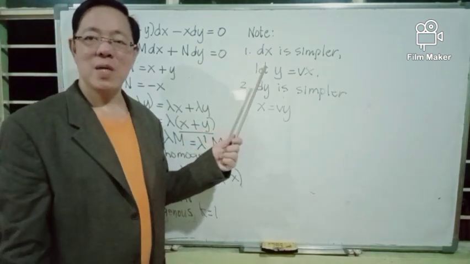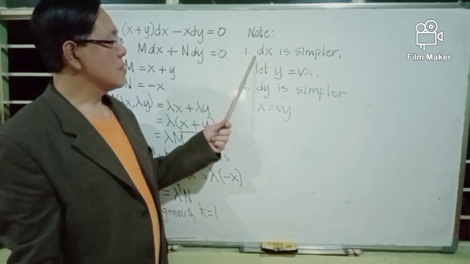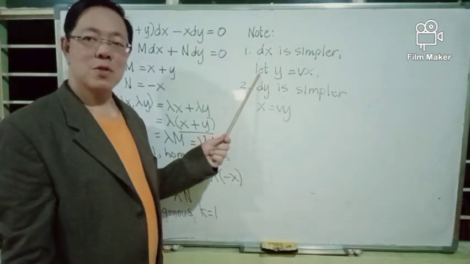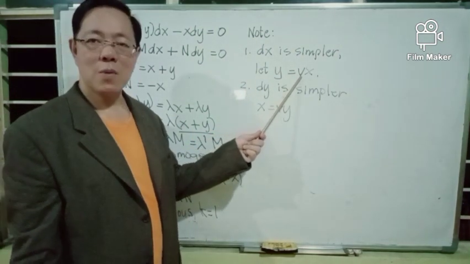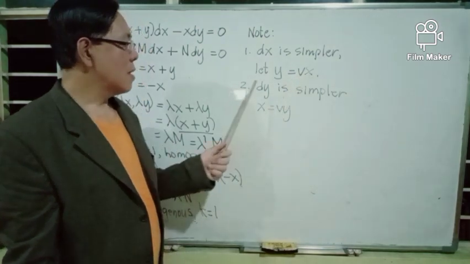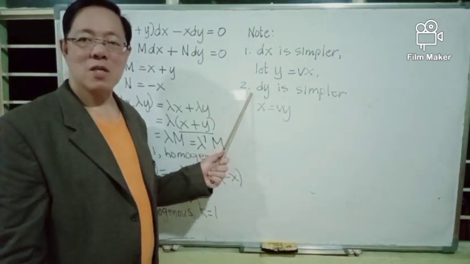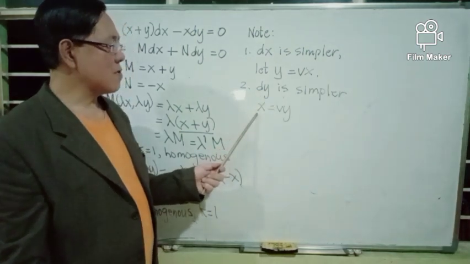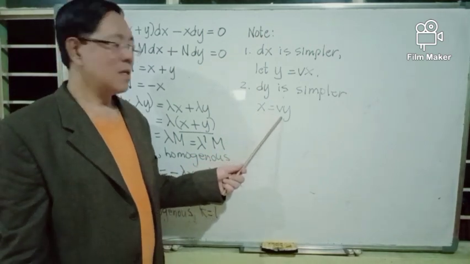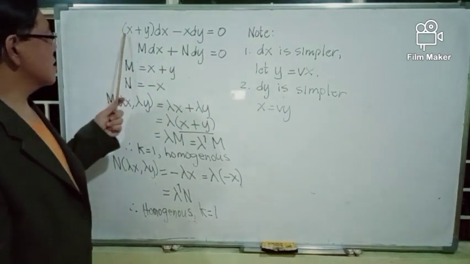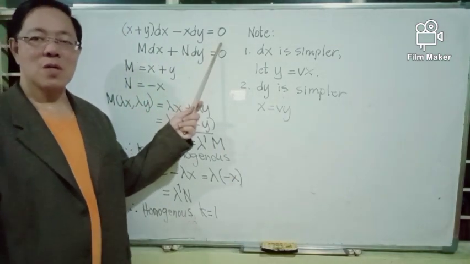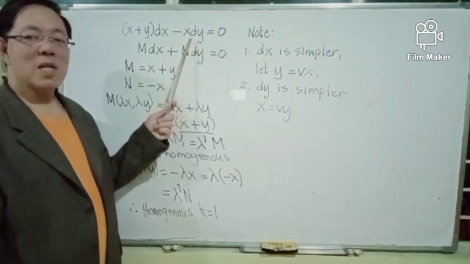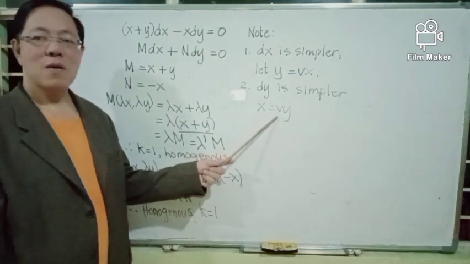If in the given differential equation the term containing dx is simpler, then you use the substitution y equals v times x, where v is the new variable. But if the simpler term contains the differential of y, you make use of the substitution x equals v times y. In this given differential equation with homogeneous coefficients, the simpler term contains the differential of y. Therefore, we will let x equals v y.